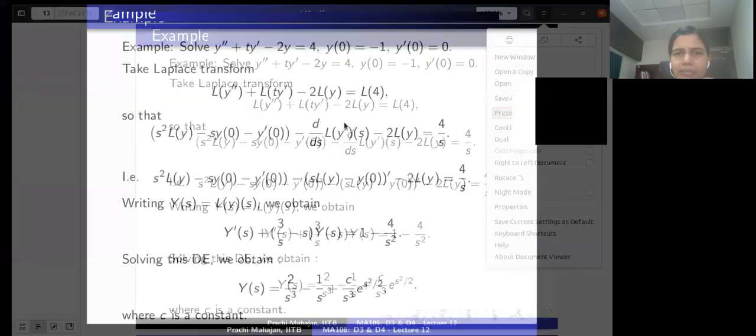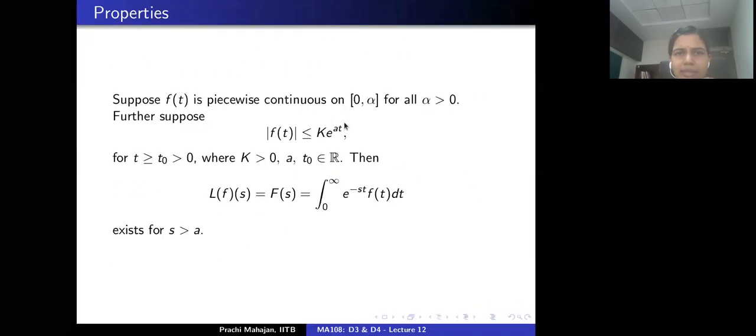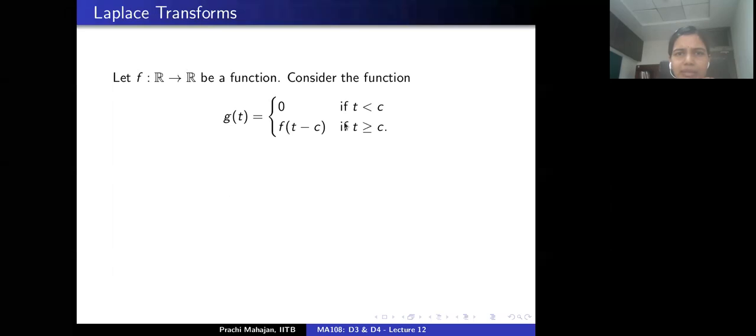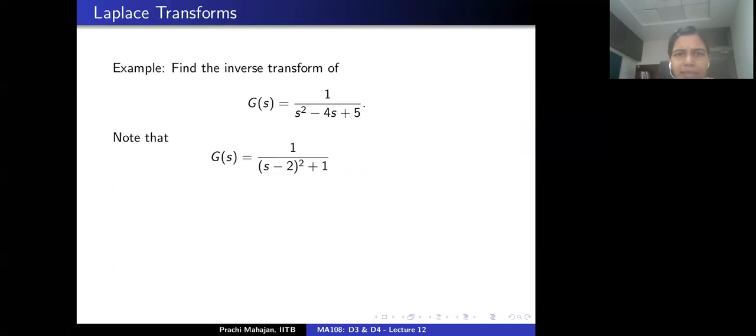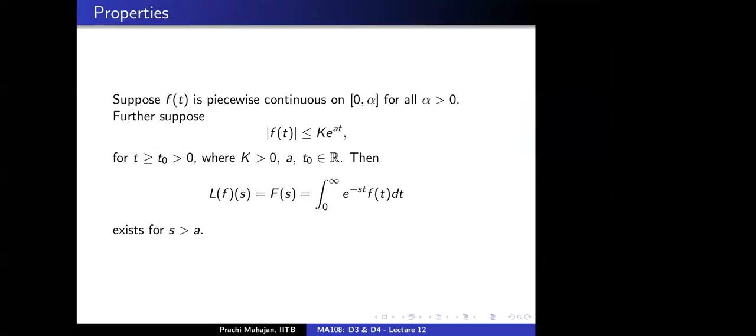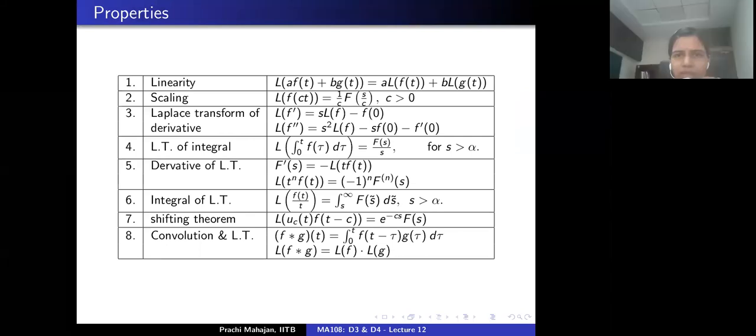I don't have it here. Where is it? So I had a table, right? Where is that table? Yeah, here. So which one am I using here? I am using property 5, first line here. Multiplying a function by t is exactly taking a derivative of the Laplace transform with the negative sign.